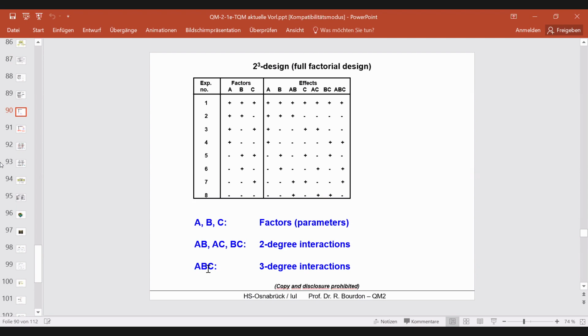This means the main factors are important, and the 2-degree interactions are important. The higher the degree of interaction, the higher the probability that this interaction is not important. So for a 3-degree interaction, there is a high probability that it is not so important, not so significant. But the 2-degree interactions, in many cases, are significant. They can be significant.